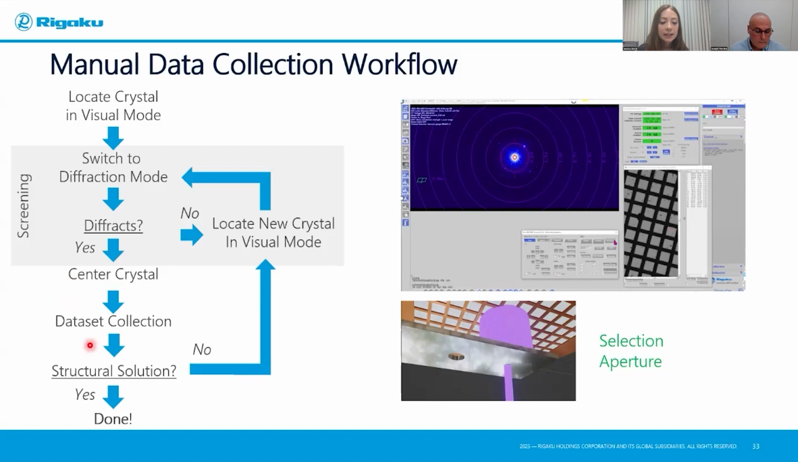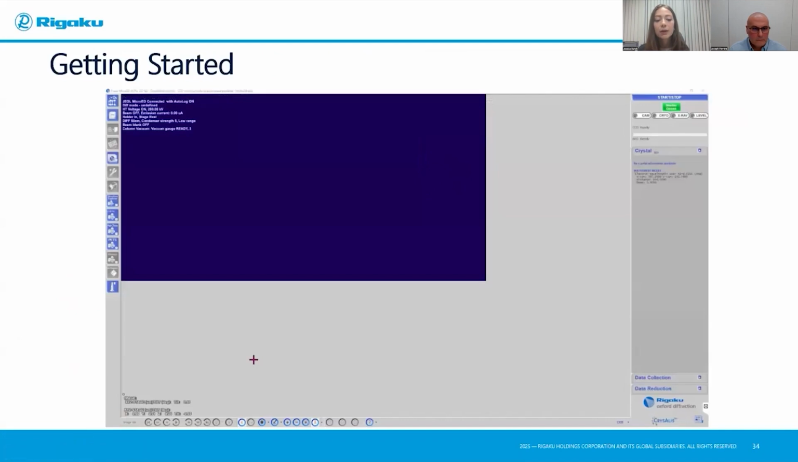After you've collected that data set, then you're left with another decision as to whether you've collected enough data to actually solve and refine your structure. If you have, then of course you're done at this point, but if not, then you'll go back to the screening process to try and locate a new grain to collect another data set. And so now we're going to go through this in videos that I collected mostly in real time.